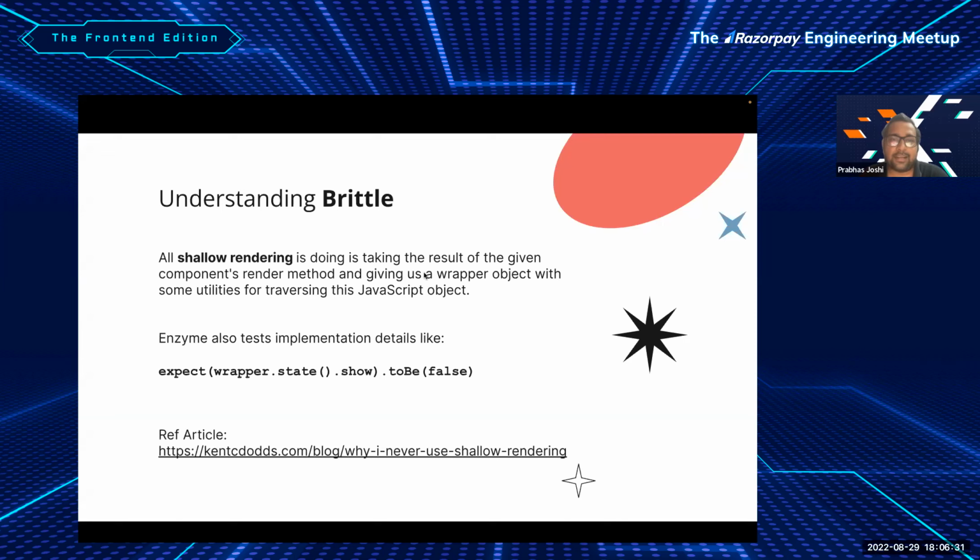Shallow rendering is basically taking the result of the component's render method and just traversing it as a JavaScript object. So let's say you have a component, you are returning something from the render and you are setting some state. You will just assert that, okay, the wrapper state is false or something. So you are also testing implementation details like this. Your tests are centered around how the component has been implemented. And of course, this is a bad practice. If you want to know more about this, you can go over to this blog.